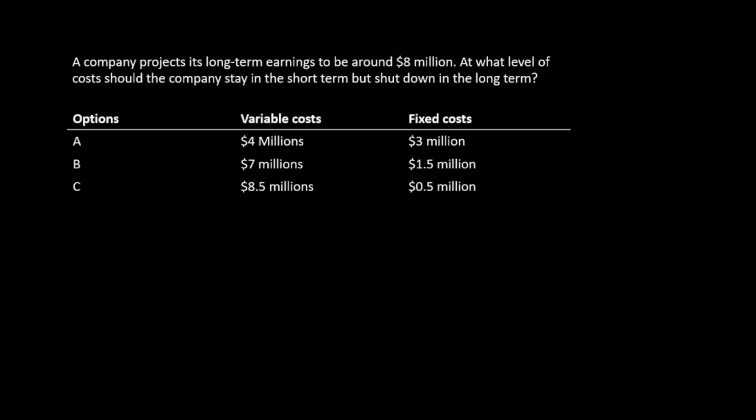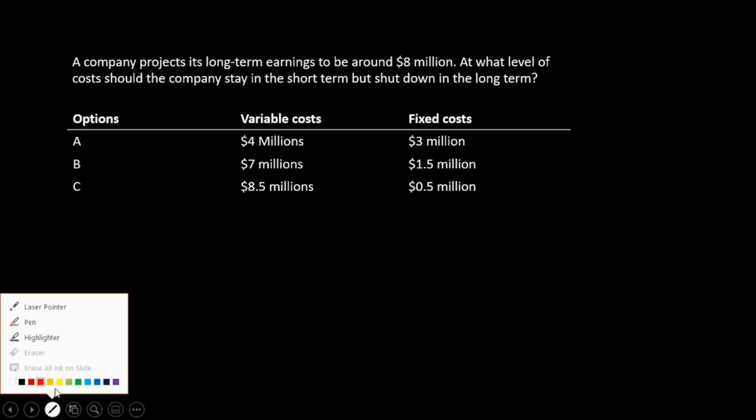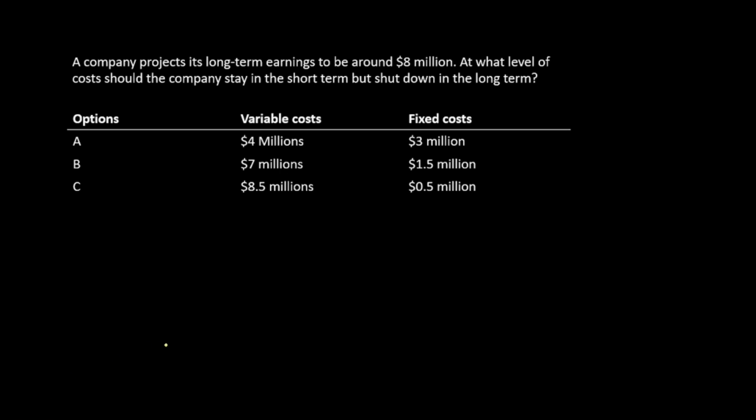A company projects its long-term earnings to be around 8 million. Okay, so that is my revenue. At what level of costs should the company stay in the short term but shut down in the long term? So you have different options A, B, and C, and you have variable costs and you have fixed costs. So you need to find out at what level should the company shut down and at what level should the company stay in the short term. Okay, so let's look at each of these options one by one. So let me start with option A.